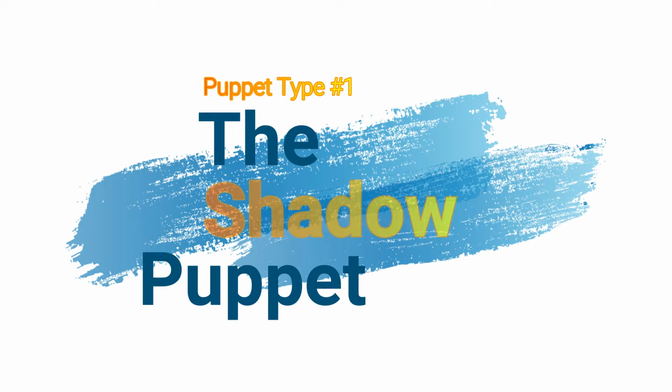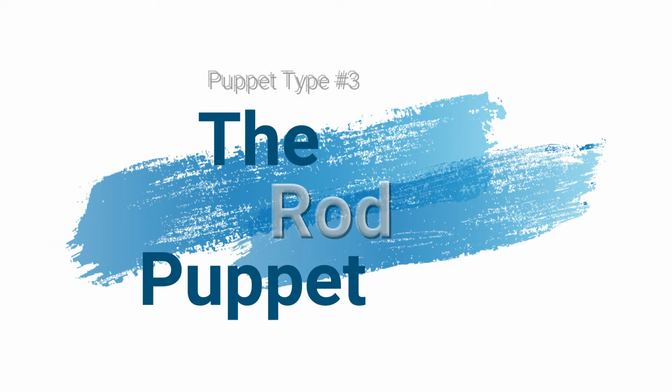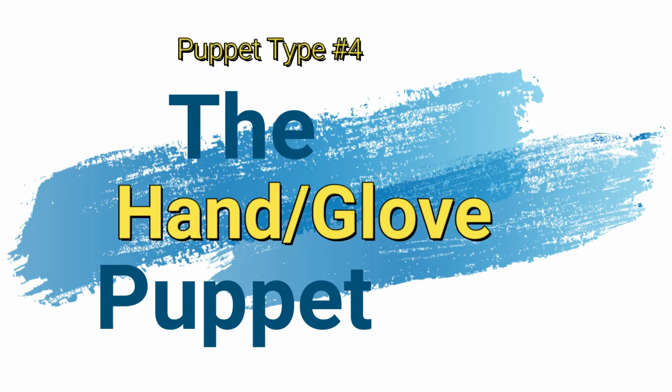Well, there are 4 basic kinds of puppets, and all the other kinds of puppets are derived from these 4 basic types of puppets. Now, you can look at it like the primary colors in art, okay? So, the 4 basic types of puppets are the shadow, the marionette, or the string puppet, the rod, and lastly, the hand or glove puppet. So those are the 4 basic types of puppets. And in future videos, I will be going over each of these in a little more detail.